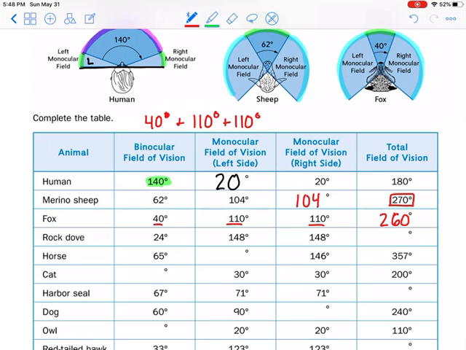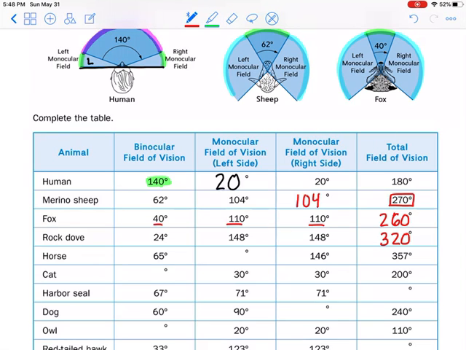Okay, the rock dove, they're doing the same thing. They're giving you all of the fields of vision, and you have to find the total field of vision. So you would do 24 degrees plus 148 degrees is what they could see with their left eye. And their right side is also 148 degrees. And if you added all of those up, you would get 320 degrees is what they're able to see in their field of vision, much greater than a human's.